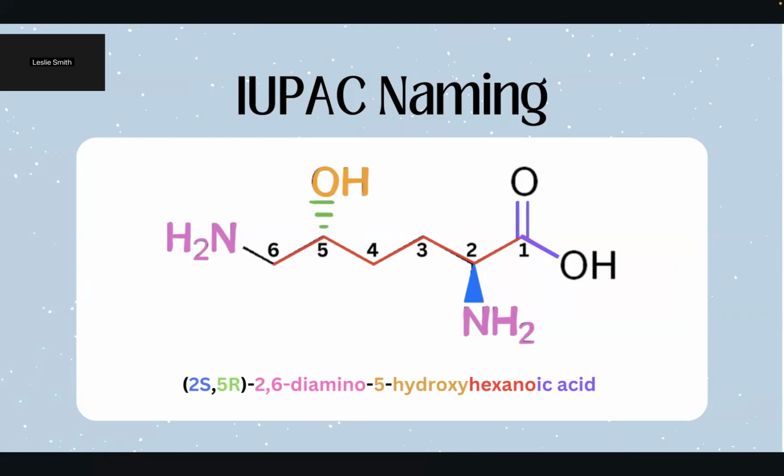From there, we label our groups, add prefixes, and stereochemistry labels, which results in the IUPAC name of this molecule to be 2S, 5R, 2,6-diamino-5-hydroxyhexanoic acid. Each part of the molecule is highlighted in accordance to how the name of the molecule was created.